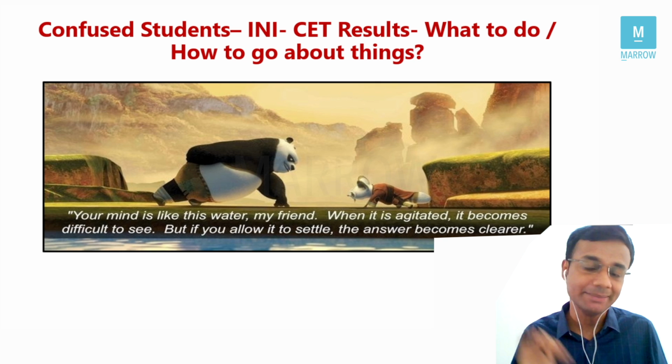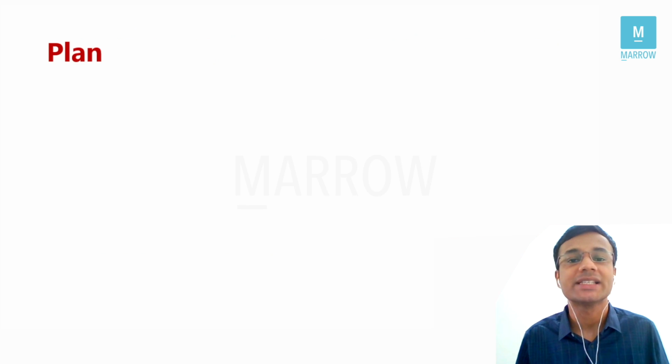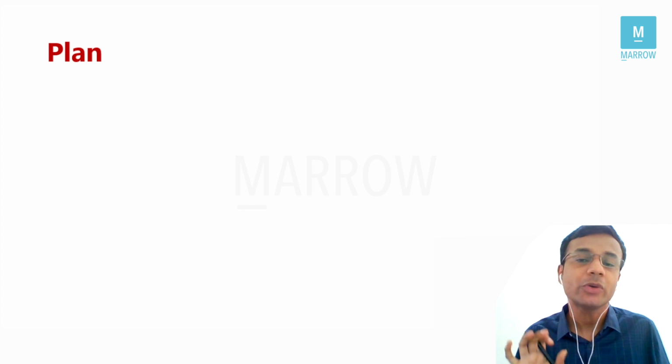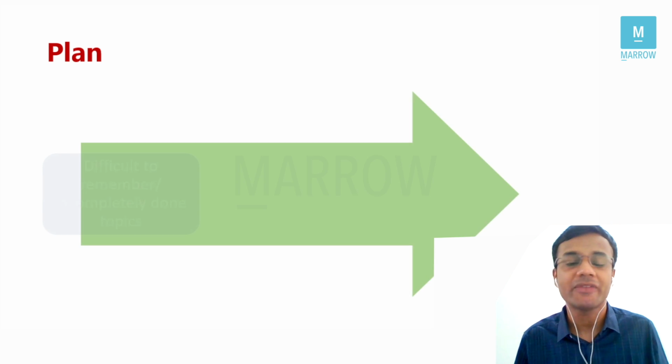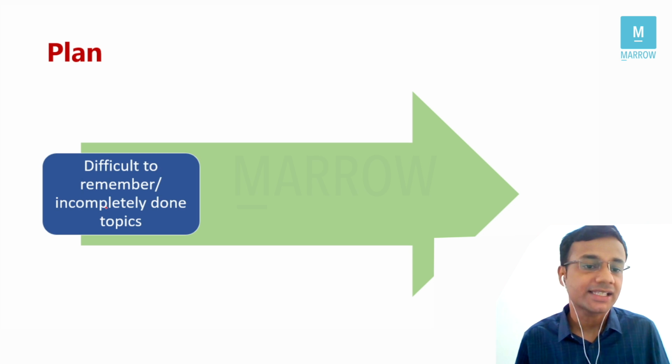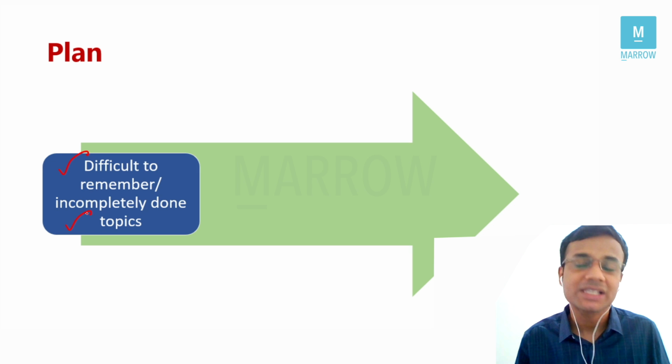So you need to take a deep breath, relax, and the most important thing you need to do right now is plan. When you're going to plan, you're going to focus on three important areas according to me. Number one, focus on those areas which have always been difficult for you to remember. There could be some topics which have been left half done. Some topics may be done partially, or some subjects may be difficult for you.